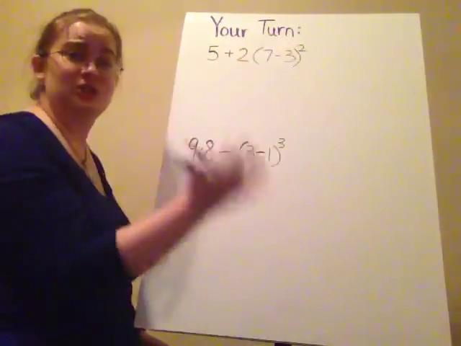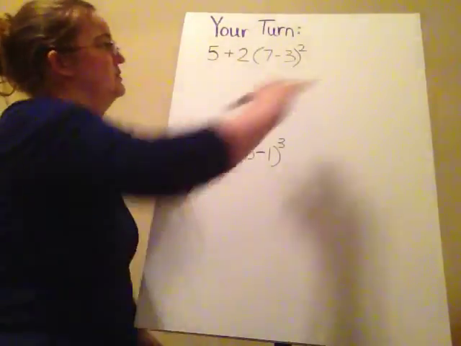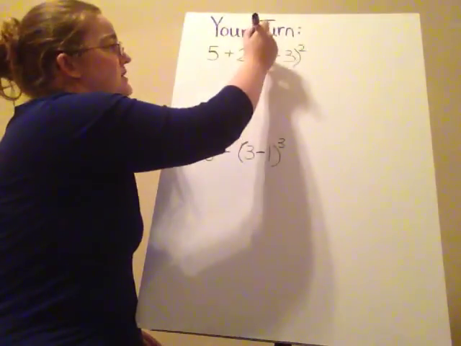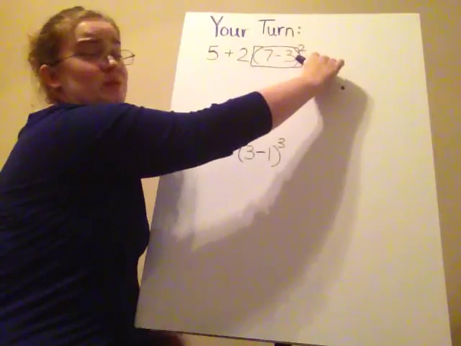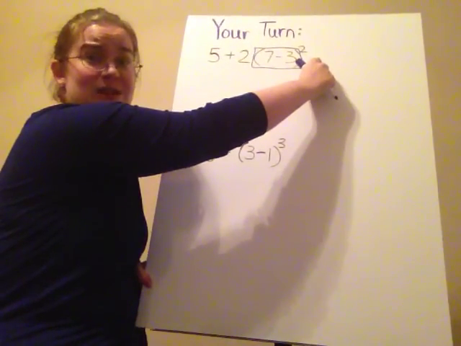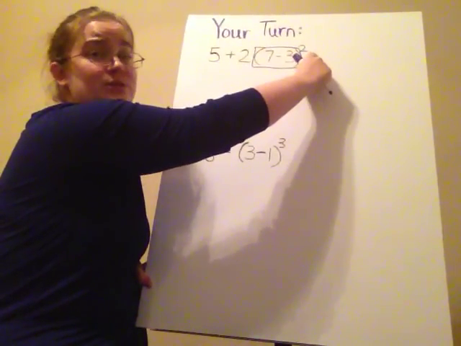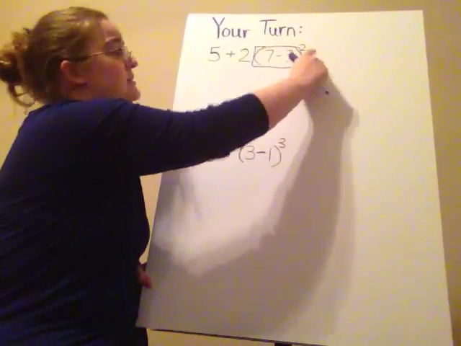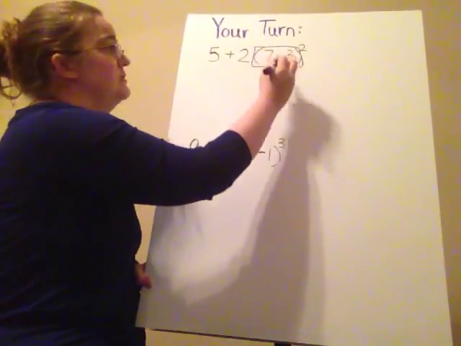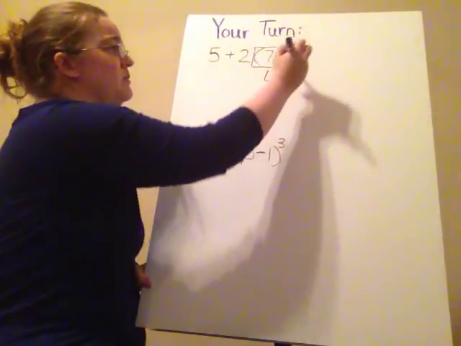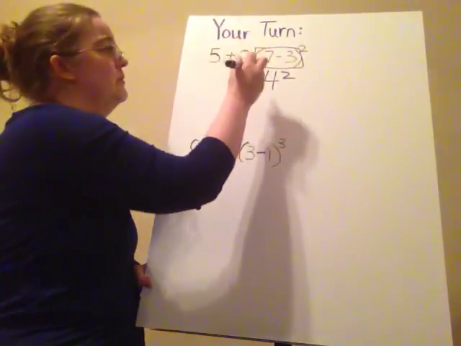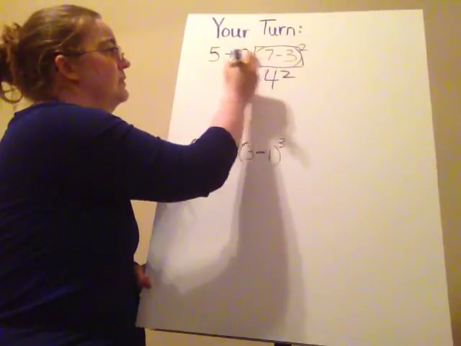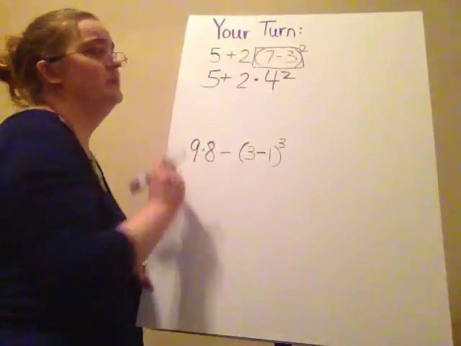Alright, so we start with grouping symbols. So I'm going to start, I see that I've got some parentheses here, so I'm going to put a box around my grouping symbols. Remember that squared is outside of the parentheses, so I'm not going to include it when I am putting my box around that. Alright, so 7 minus 3 is 4. I'm going to bring down my square. I got that 2 right outside the parentheses, so remember that means multiply. I'm going to bring everything down.